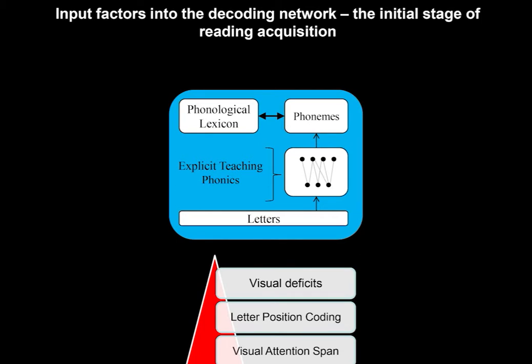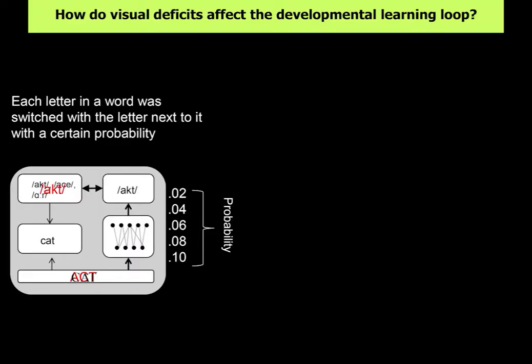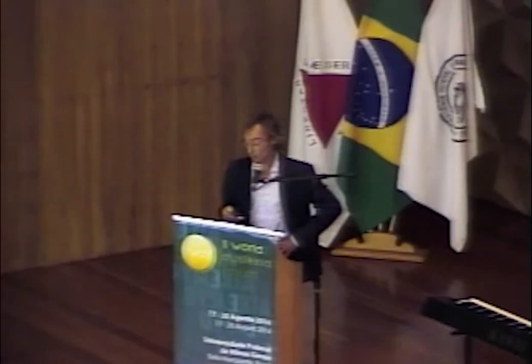Given that we have a model, we can look at what the learning process would look like if you had such a deficit at the outset of reading, at the start of reading. This is what you can do in a model. You can't do it in people, because you get them when they are dyslexics. It's very hard to go back, and longitudinal studies are rare. But in a model, you can do that very easily. So here we simulate a sort of visual span or letter coding deficit. Each letter in a word was switched with a letter next to it with a certain probability.